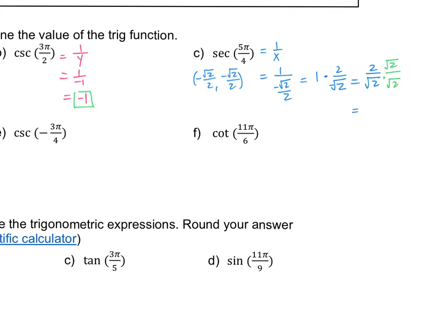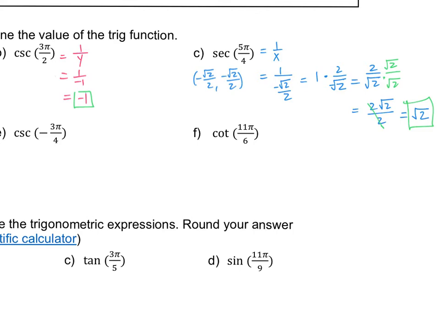So that would give me 2 root 2 and then a 2 on the bottom, but hang on, we're not done. Since those are 2 on the bottom and on the top, they cancel, leaving you with just root 2 that was on the top. So secant is equal to root 2 when it's 5 pi over 4. So that one took a little bit of work.